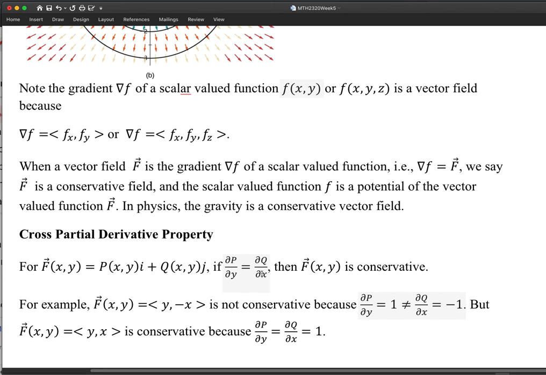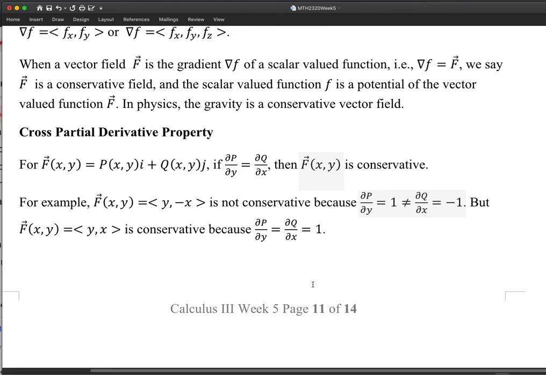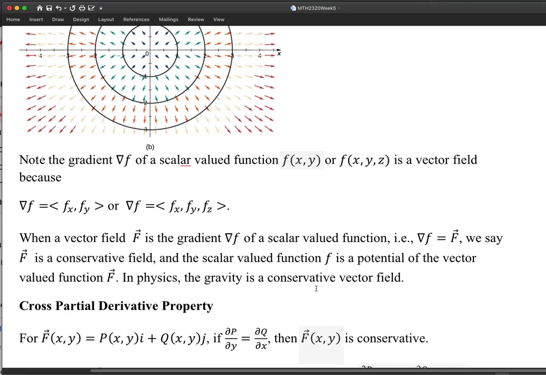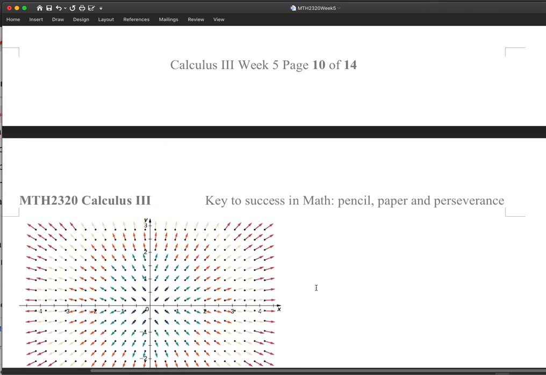dP/dx, supposedly we should have. But anyway, we do dP/dy and then do dQ/dx. That's the cross-partial derivative property. If the cross-partial derivative property holds, then F is conservative. I think this should be it for section 3.